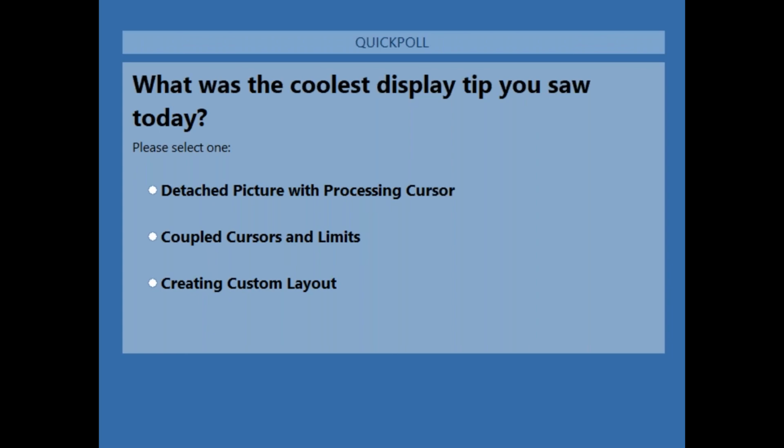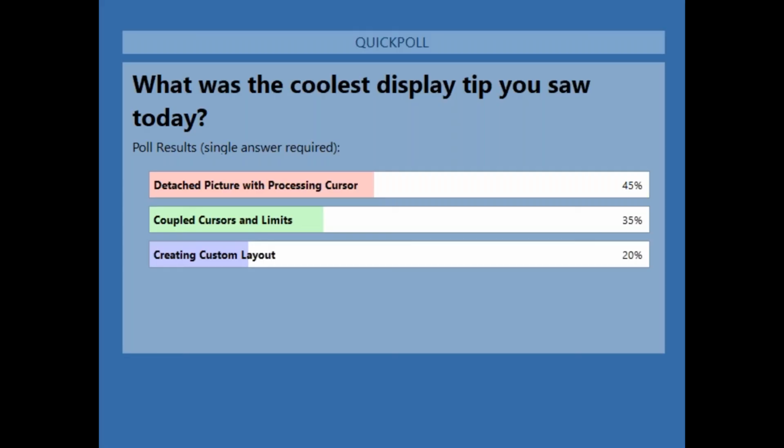Excellent. Okay. Looks like we have a clear winner, which is the detached picture with processing processor. There you go. That's why I put it first. Yeah, I guess you went downhill from there.